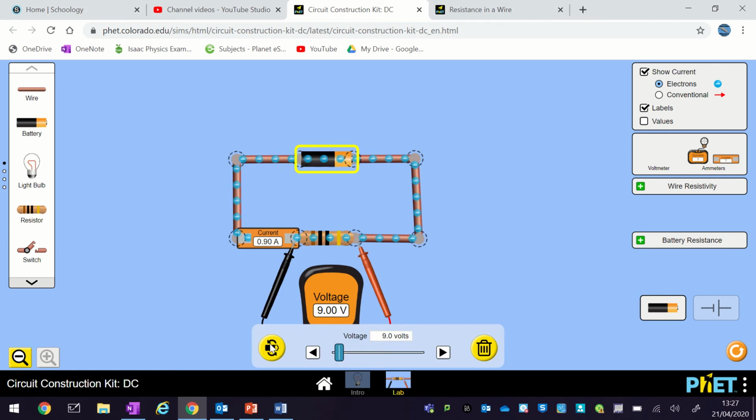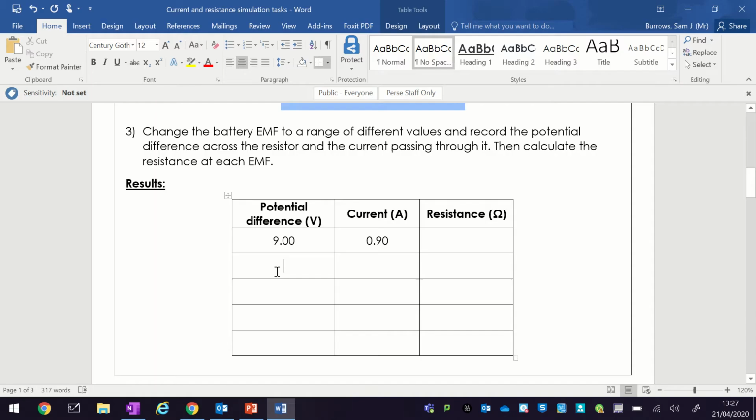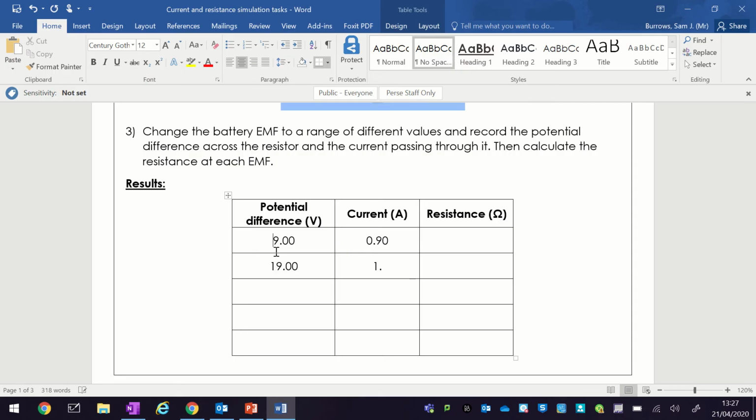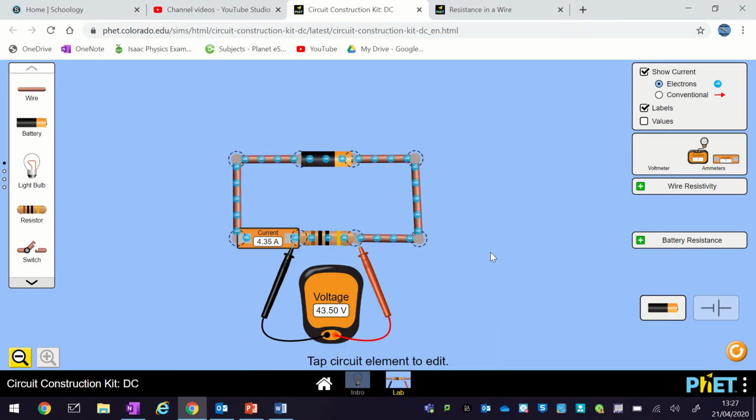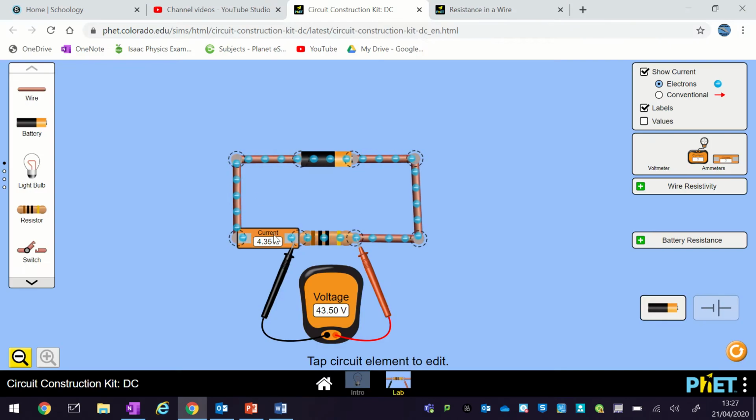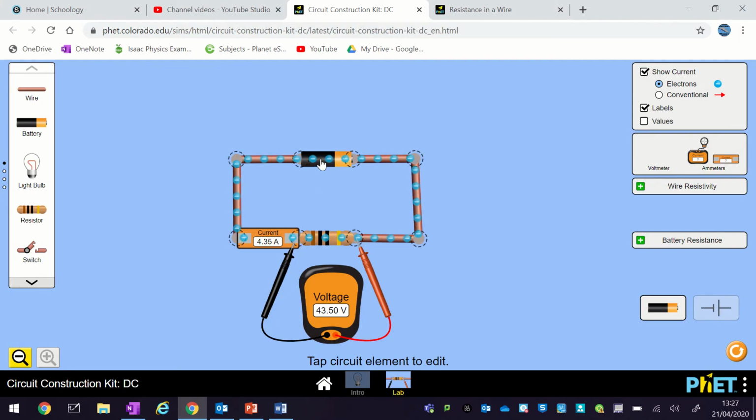Let's change this, and it doesn't really matter what we change it to, so let's go 19. You notice the potential difference across here is also 19, because it's the only component in the circuit. So all of the energy gets lost between here and here. And we've now got a current of 1.9. You might be noticing a pattern here already. Let's plug in another random one: 43.50, giving us a current of 4.35.